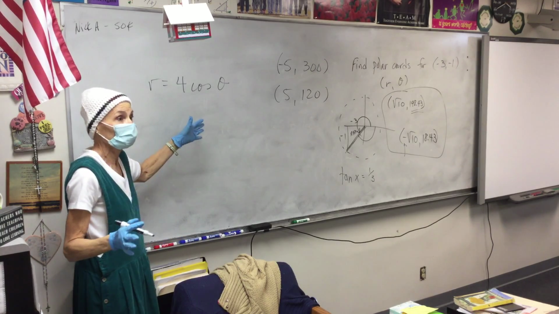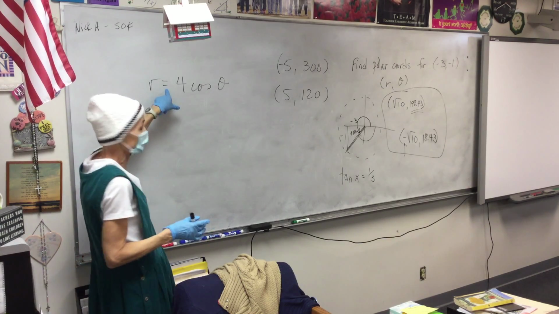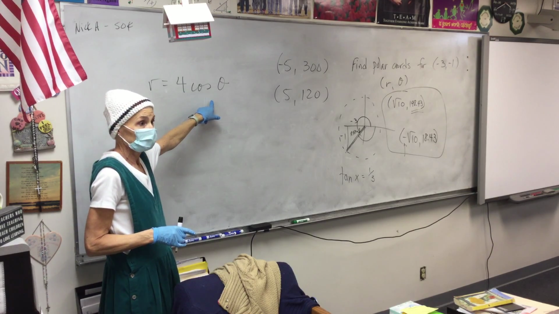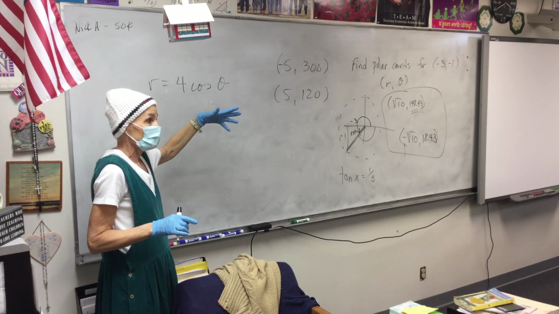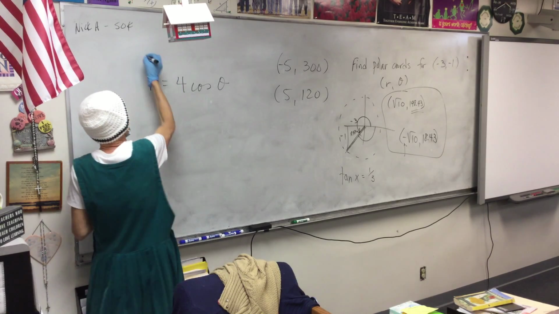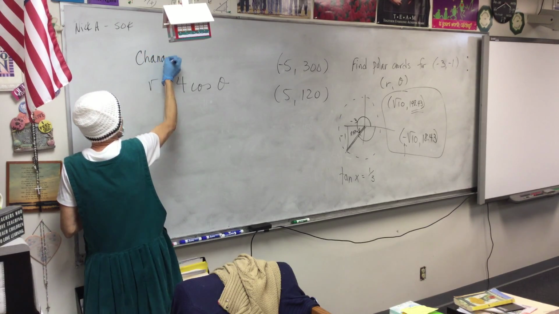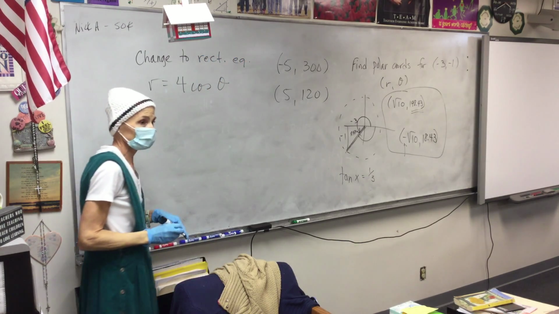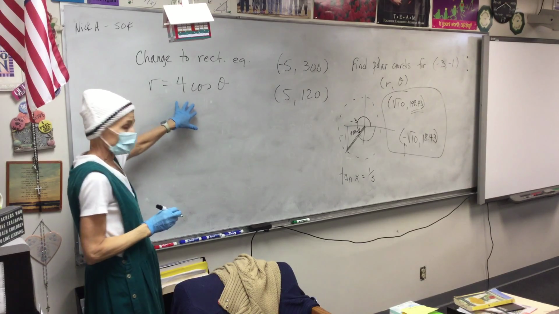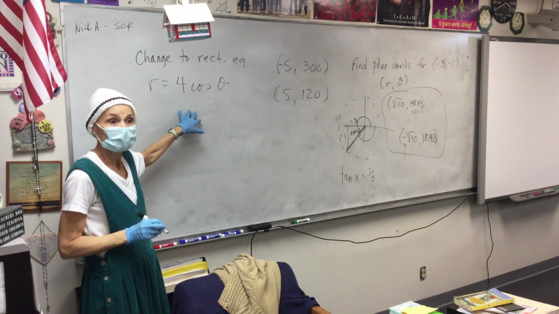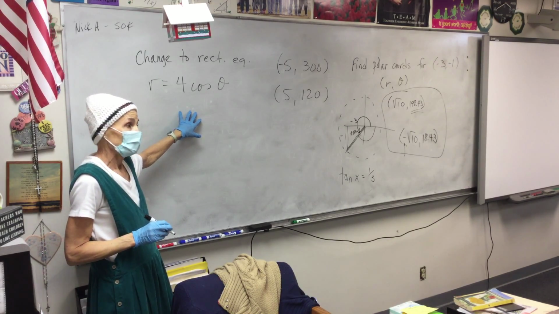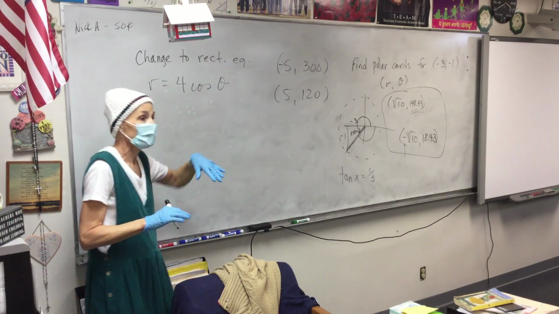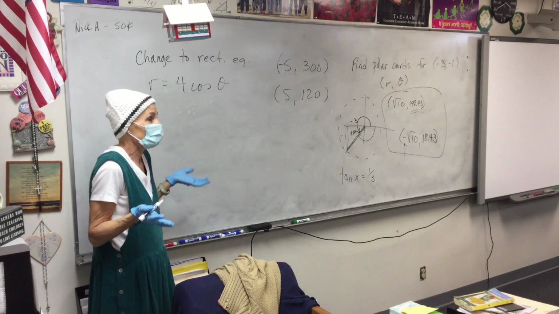This is called a polar equation. Does that make sense to you? It's an equation. And what are its variables? R and theta? So suppose I said to you, change to a rectangular equation. This is a polar equation, and in a minute we're going to get our calculator out and graph it. But for now, the directions say change to a rectangular equation. Now, do you have any idea what that means?